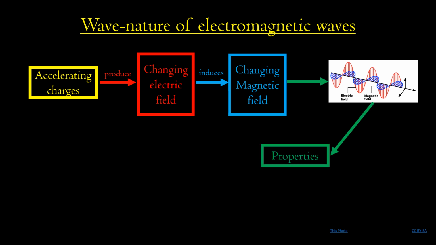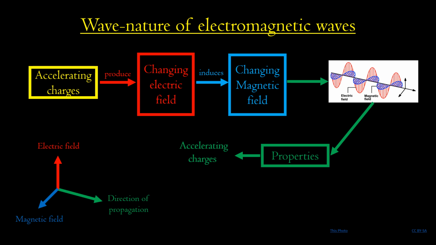Electromagnetic waves have properties that are common to all of them. For example, all electromagnetic waves come from accelerating charges. All electromagnetic waves propagate as an electric field and a magnetic field, which are perpendicular to each other and to the direction of propagation.